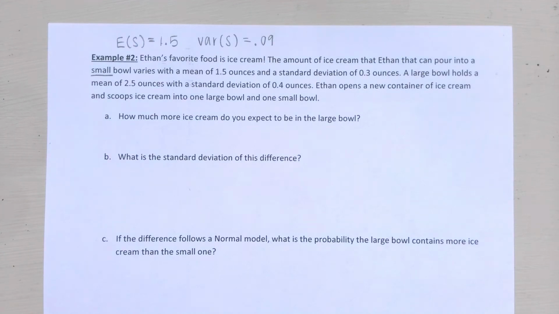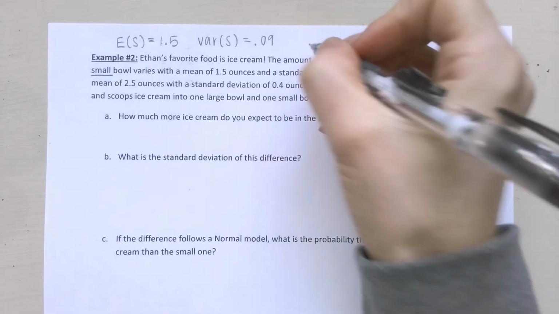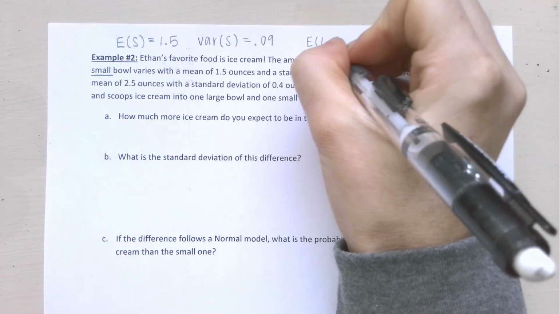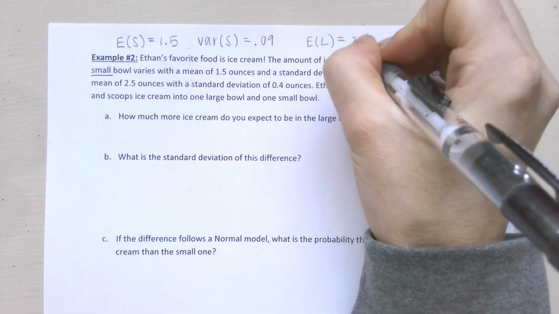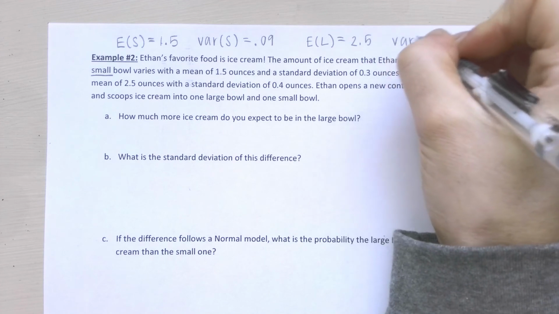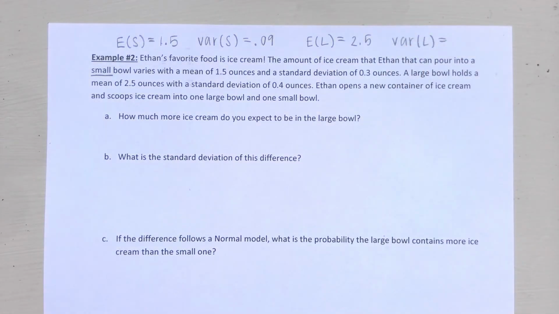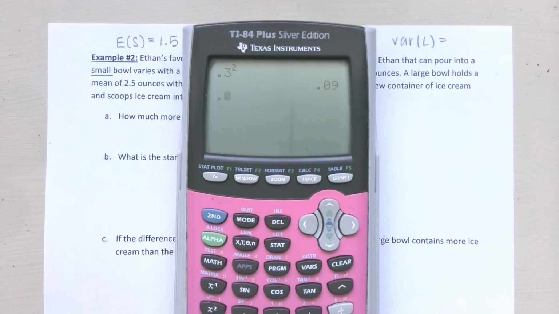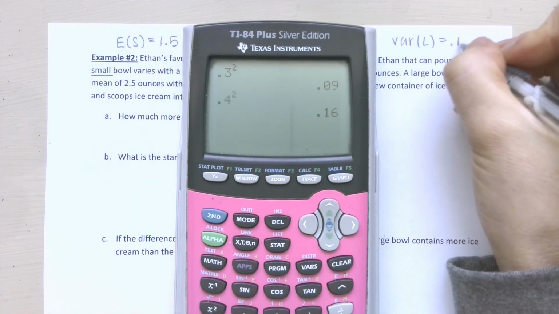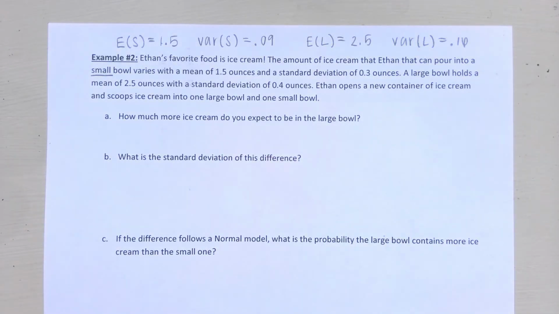A large bowl holds a mean of 2.5 ounces with a standard deviation of 0.4. So now we're looking at a large bowl. So I'm going to use L there. My average was 2.5, and my variance, again, we can find by taking that 0.4 and squaring it. Okay, Ethan opens up a brand new container of ice cream. He's going to scoop ice cream into one large bowl and one small bowl. I don't know if he's sharing. It's his favorite food, so I'm going to guess that he's just eating both. He's eating a large bowl of ice cream and then a small bowl.